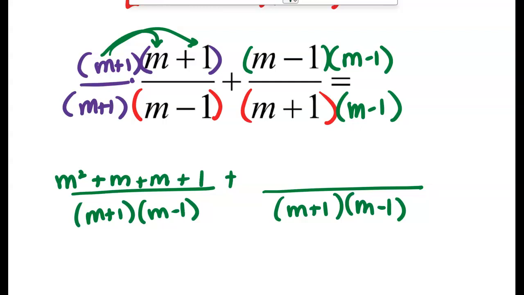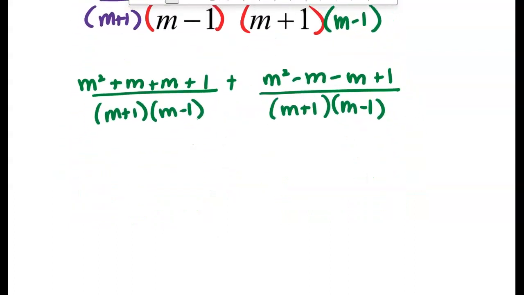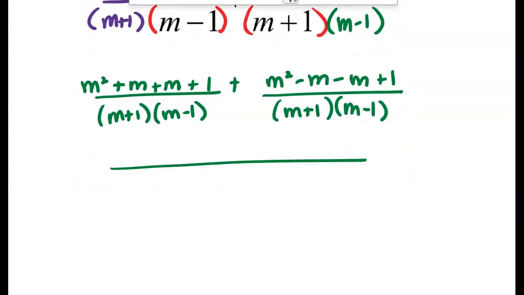Let's do the same thing on the right. Now I got m minus 1 times m minus 1, so m times m is m squared. Then we go outside, which is a negative m. Inside, negative 1 times m is negative m. The negative times negative is a positive what? 1. Now, my denominator, I'm keeping it just like this. I'm not multiplying together. I'm going to keep it in simplest factored form because I want to make sure my life is pretty simple.